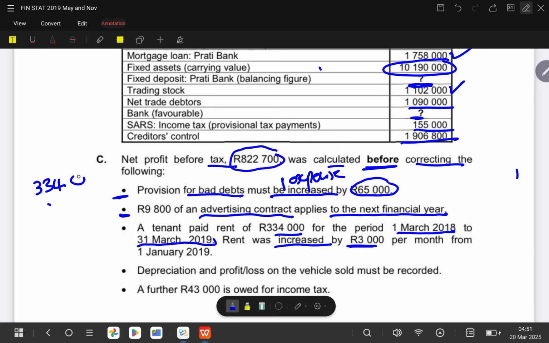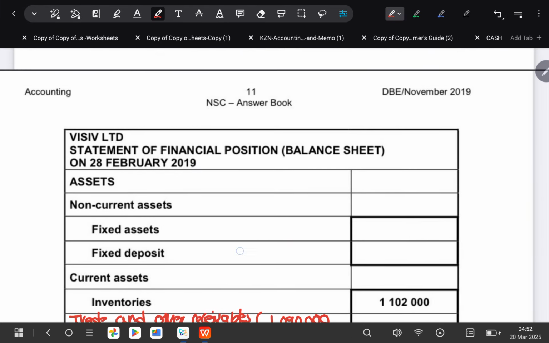So we're going to say 334,000, and then 3,000 multiplied by 3 is 9,000. So you minus that 9,000, and then you divide by 13, it will give the amount before. So let's check. So remember, we need to show this in our workings also.